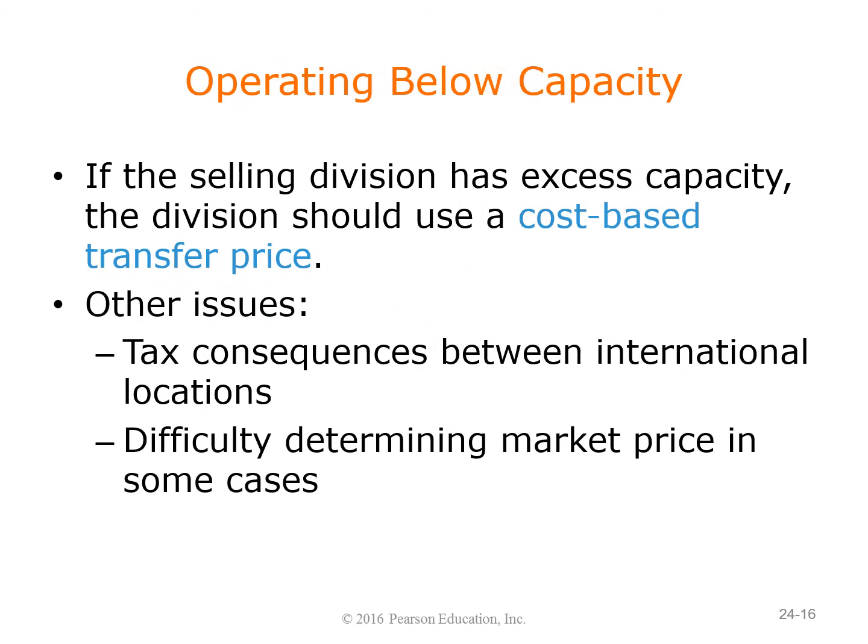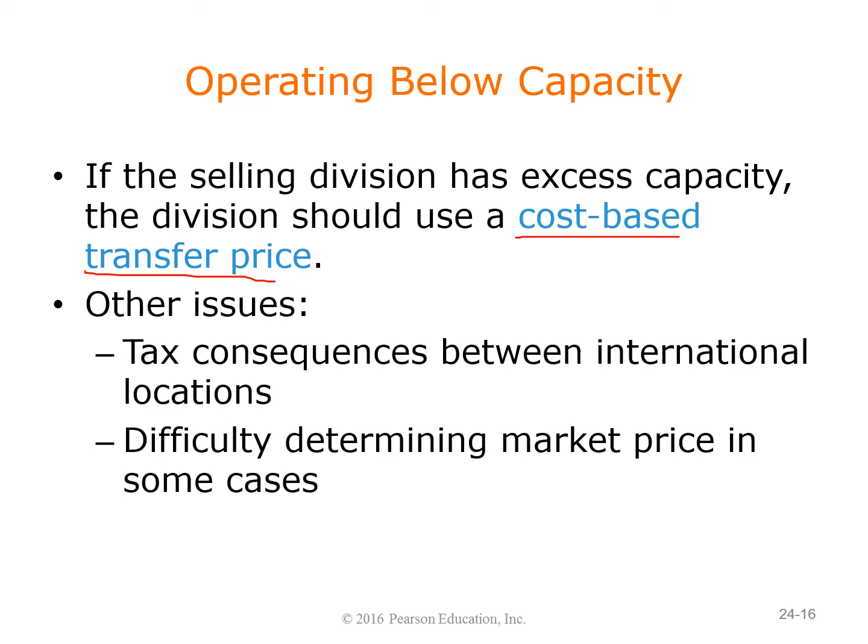If the company is operating below capacity, if the selling division has excess capacity, the division should use the cost-based transfer price. If we have excess capacity, we have to use the cost-based price, because this will give you the chance to accept more orders. But if you are operating at capacity, it will be better to use the market price, because you are at full capacity.